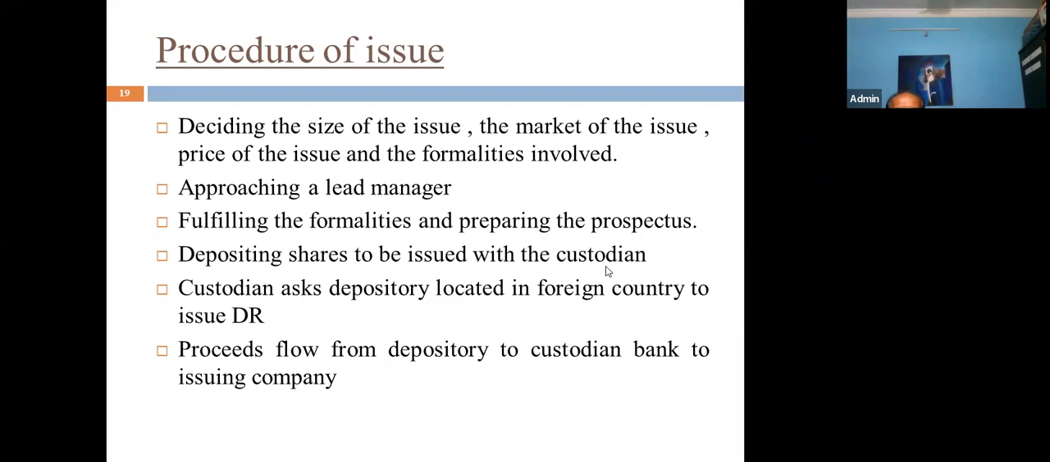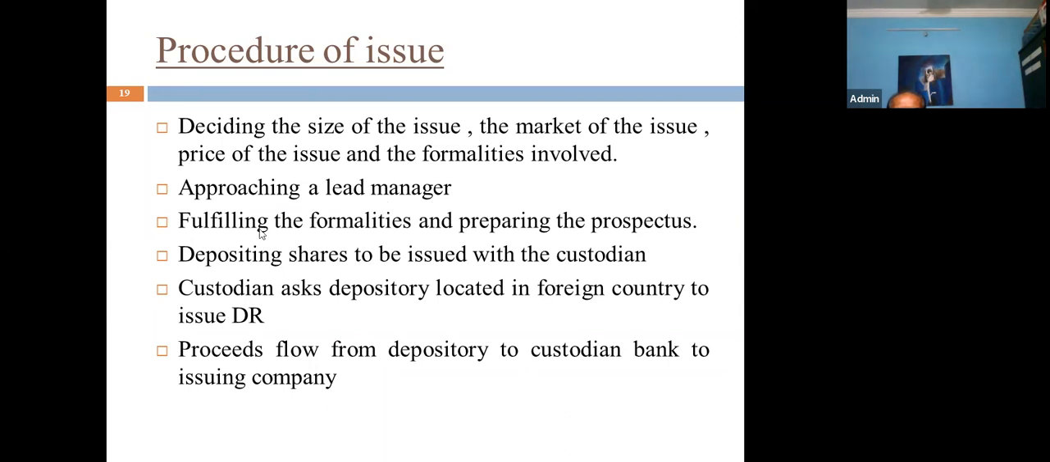Now let us discuss the procedure of issue, how these GDRs are issued. First, deciding the size of issue, the market of issue, the price of issue and the formalities involved. So they decide everything: the size of issue, market, then price, and these formalities are involved. Now there is a lead manager who takes care of this ADR and GDR.